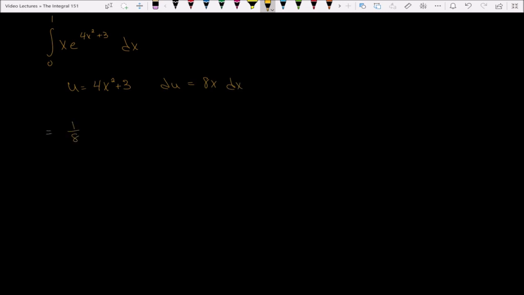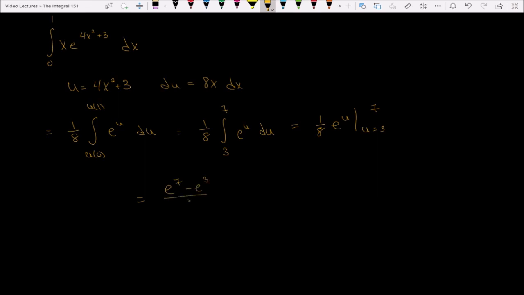We need an 8, so we're going to multiply by 1/8. Then we have the integral, u evaluated at 0 to u evaluated at 1, of e to the u du. That is 1/8 times the integral. When x is 0, u is 3. When x is 1, u is 7. So we're left with 1/8 e to the u evaluated from u equals 3 to 7, which is e to the 7th minus e cubed all over 8.